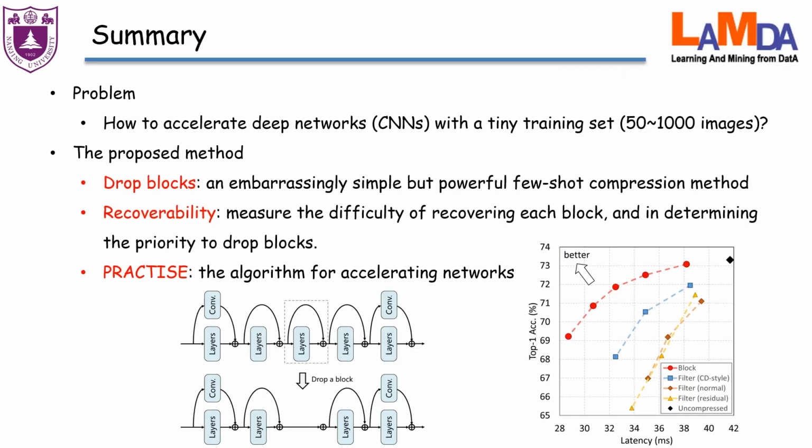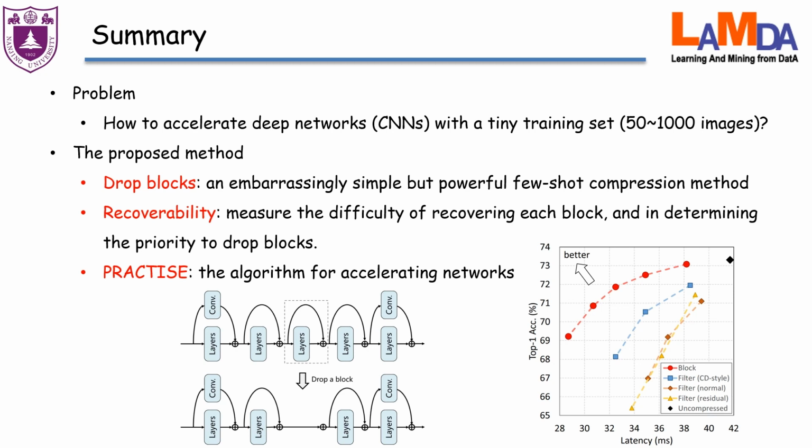This paper aims at solving the problem of how to accelerate deep networks with a tiny training set. In this paper, we claim dropping blocks is an embarrassingly simple but powerful few-shot compression method. Given a deep network, some blocks are dropped to reduce its latency. Compared with pruning filters, dropping blocks enjoys a higher acceleration ratio and better latency-accuracy trade-off.